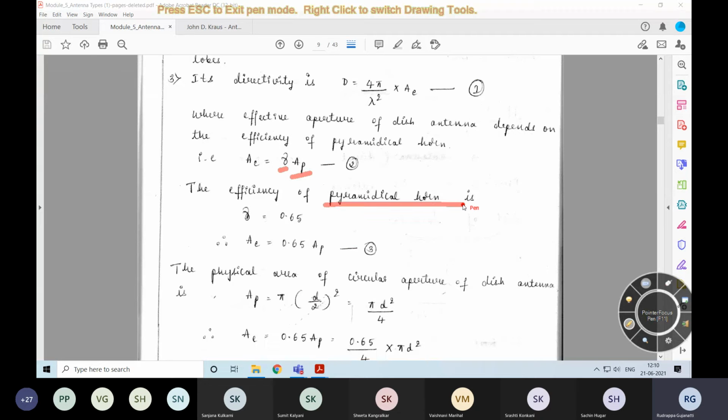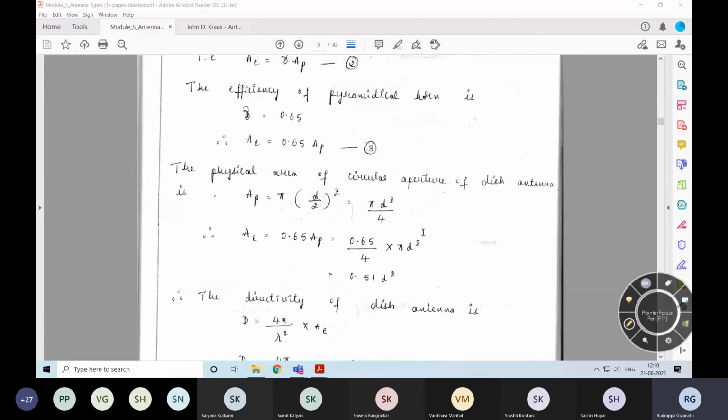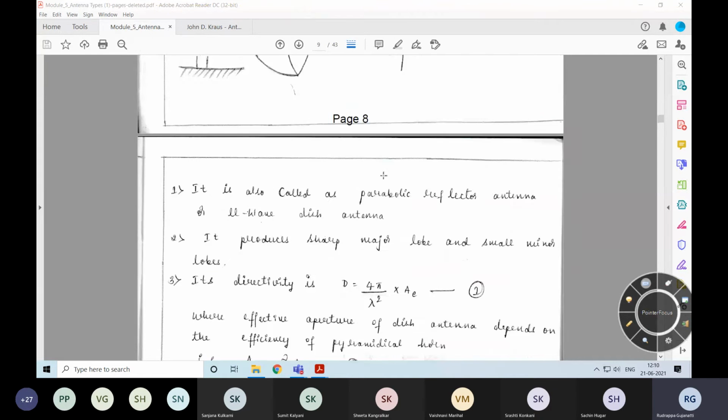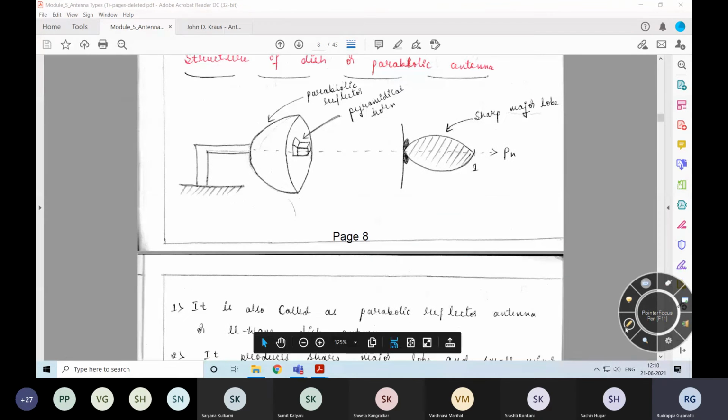And we observe that the efficiency of the pyramidal horn is generally in the range of 60% to 65%. So if you are considering the maximum, around 65%, we obtain AE equal to 0.65 times AP. Therefore, if we substitute it in the above parameter, the physical aperture is the overall area of the antenna we are considering, that is, the parabolic structure.